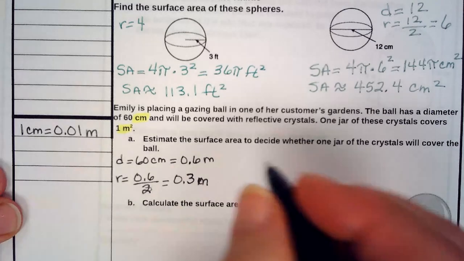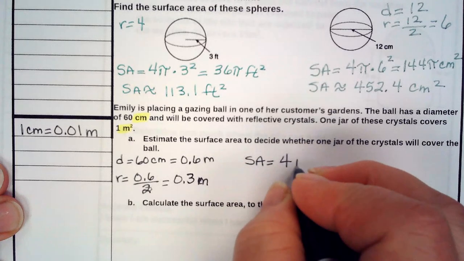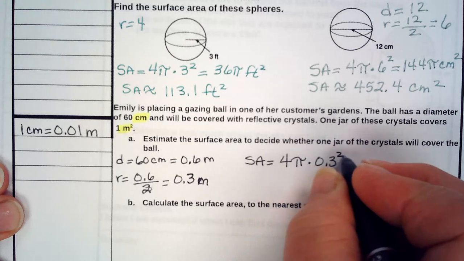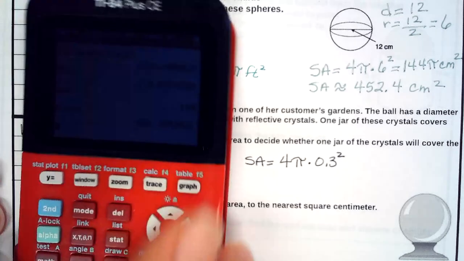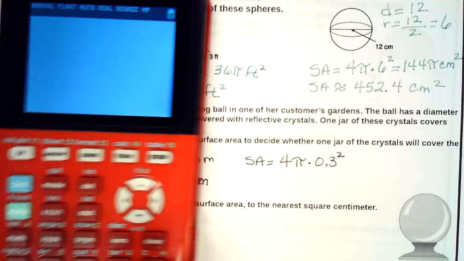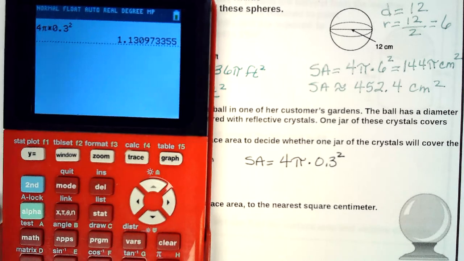Okay, for your surface area, 4 pi times 0.3 squared. Now we're wanting an estimation, so we'll put pi in. 4 pi times 0.3 squared, and I get 1.1309.